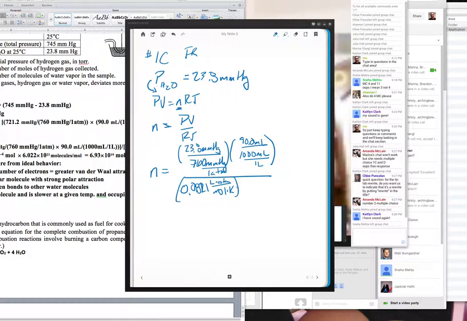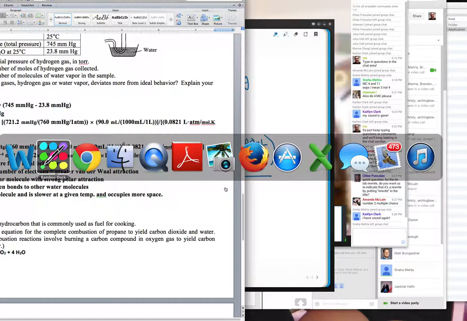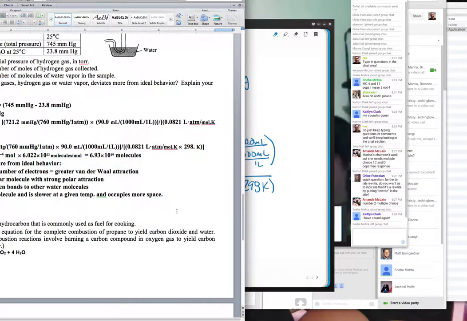And then the T, what was the temperature they gave us? 298 Kelvin, or 25 degrees Celsius. So 25 degrees Celsius plus 273 makes it 298 Kelvin. And then once you plug all that in, you'll be able to get the moles. The last thing you'll be left with is moles. So once you get that, let's see. So you had to do B in order to get C, or no, you can go straight to C.